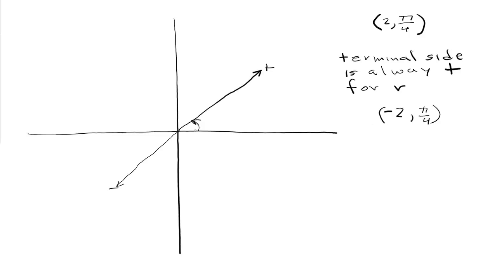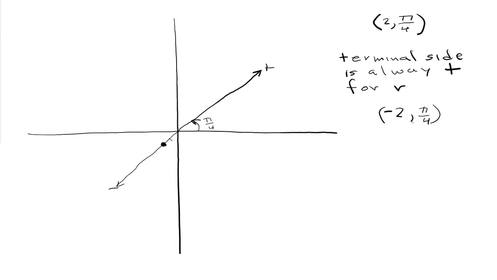All right, well, I'm measuring my angle pi over 4 to here. So that's my positive axis. If I want negative 2, I have to go back this way 2. And there is the location of negative 2, pi over 4. So the terminal side of the angle is the positive r axis, the positive polar axis.